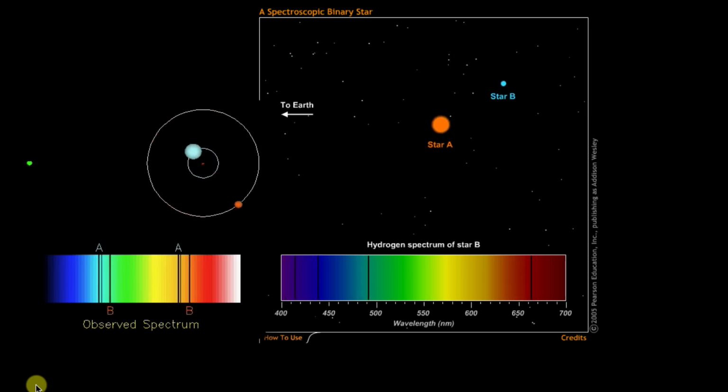So if both stars are bright enough for you to see, you'll see these patterns of colors shifting to the right and left at the same time and then coming back, going in opposite directions, continually shifting back and forth.